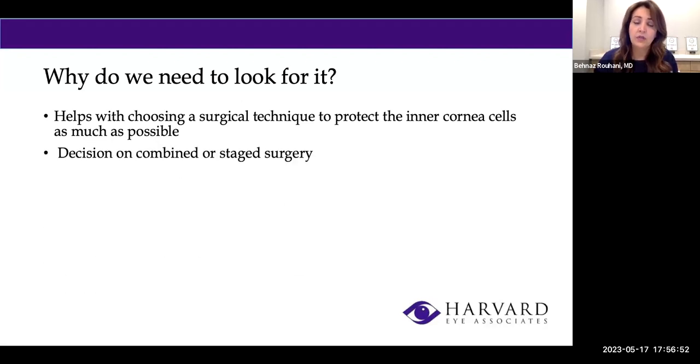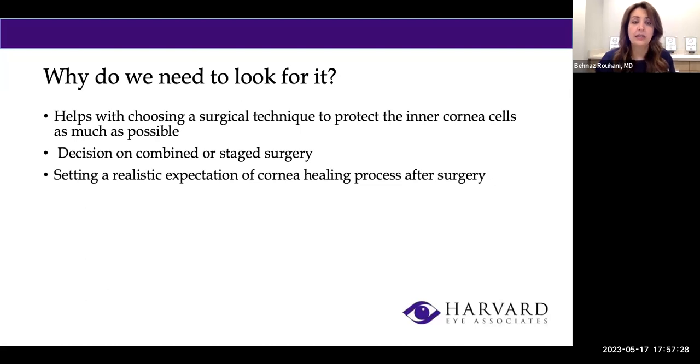And one of the most important decisions is that, depending on the stage of Fuchs dystrophy, we can decide whether a patient would benefit from combined transplant and cataract surgery, or we can stage the surgery: start with cataract surgery, see how the patient recovers, and if the cornea cannot recover from swelling, then we can move on to transplantation. How we transplant is out of the scope of tonight's talk, but we'll talk about that in the near future.